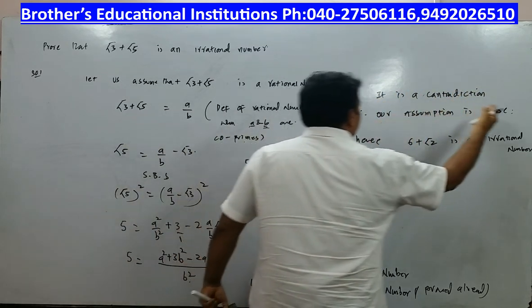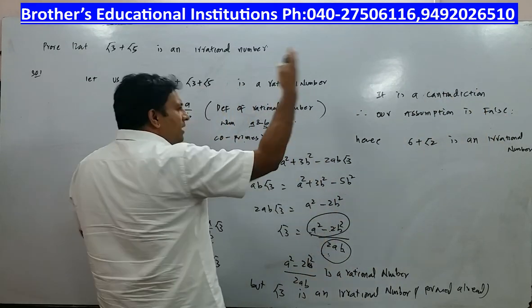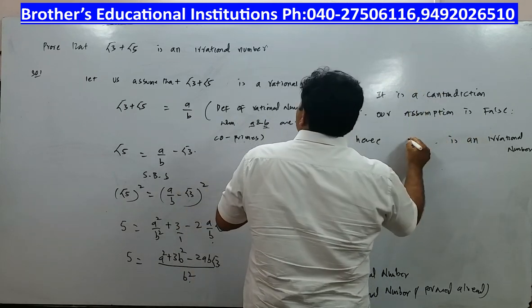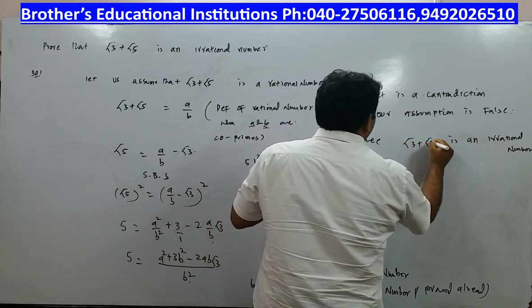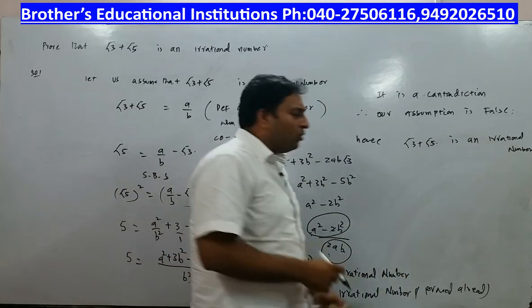It means our assumption is false. What was our assumption? Root 3 plus root 5 is a rational number, is an assumption. So our assumption is false. Hence, what will I write? Root 3 plus root 5 is an irrational number. So this is the way you have to do these problems.